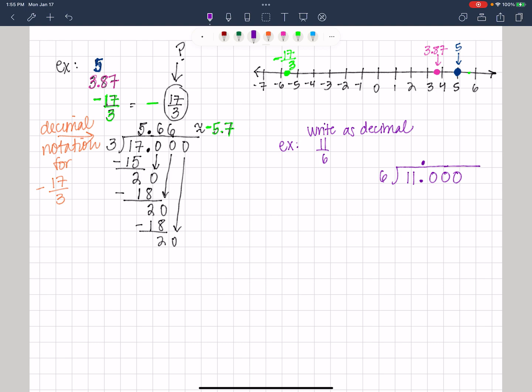6 goes into 11 once. 1 times 6 is 6. Subtract. 11 minus 6 is 5. And we're going to bring down this 0. 6 goes into 50. Thinking 7 times 6 is 42. 8 times 6 is 48. Subtract, 50 minus 48 is 2. Bring down the 0. 6 goes into 20.